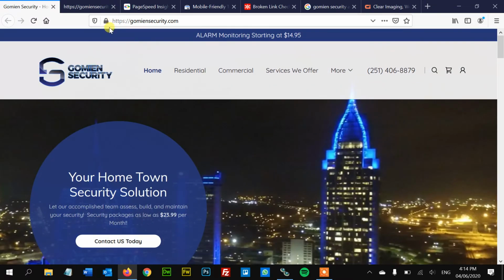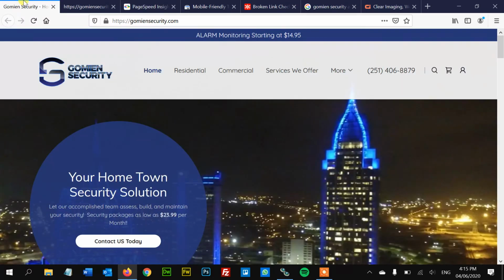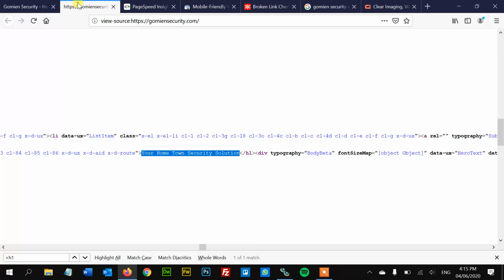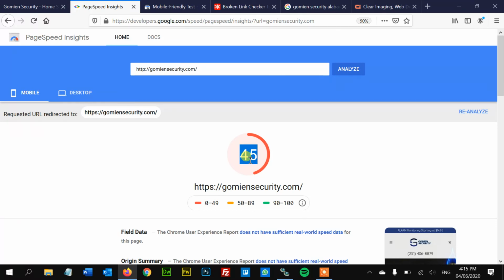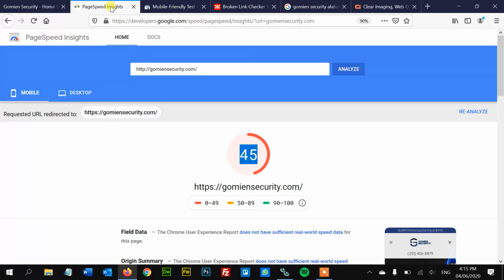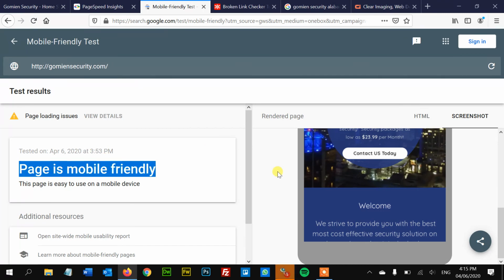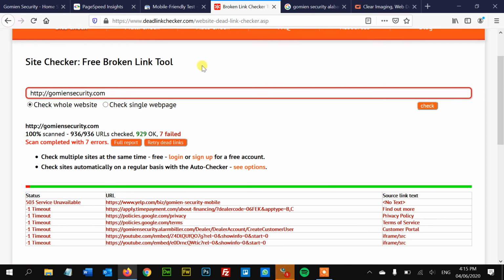I see we have our security certificate. Good job, that is important for your SEO and for your web visitors. Did some tests, Google page speed. I think your website is built using a platform, maybe it's Wix or Squarespace, possibly WordPress, although it didn't look like it. They don't do too well on the Google page speed. Over at Clear Imaging, this is us, our sites are usually in the 90s, almost always in the mid-90s. But your page is mobile friendly, so good job. Your site is mobile friendly. And broken links, you do have a few broken links, so check that out. You don't want to have broken links.